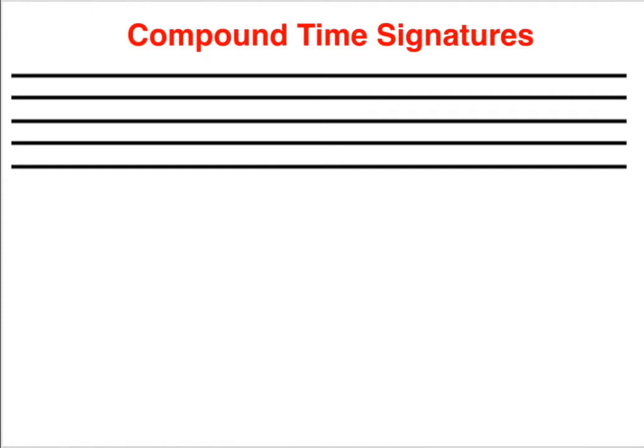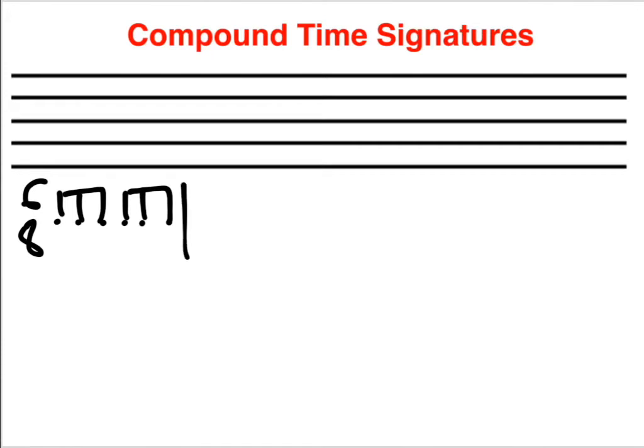So let's have a look at a few more compound time signatures. I'm actually going to draw out the 6/8, which is 6 quavers in a bar, 9/8, which is 9 quavers in a bar, and 12/8, which is 12 quavers in a bar. Okay, and I'll draw out their equivalent time signatures in simple time signatures. So let's see, 6/8 means 6 quavers in a bar, but that actually gets us 2 dotted crotchet beats in a bar.